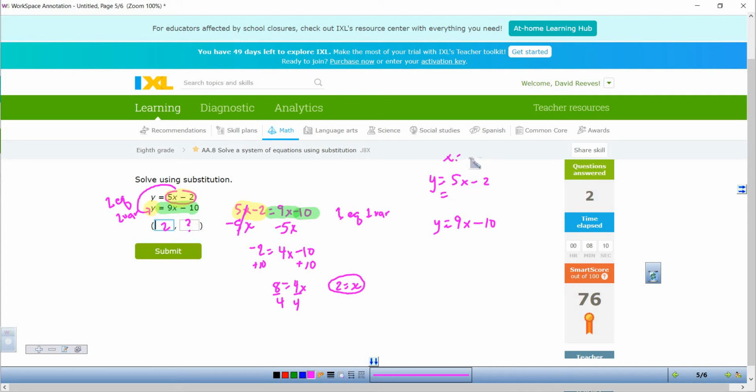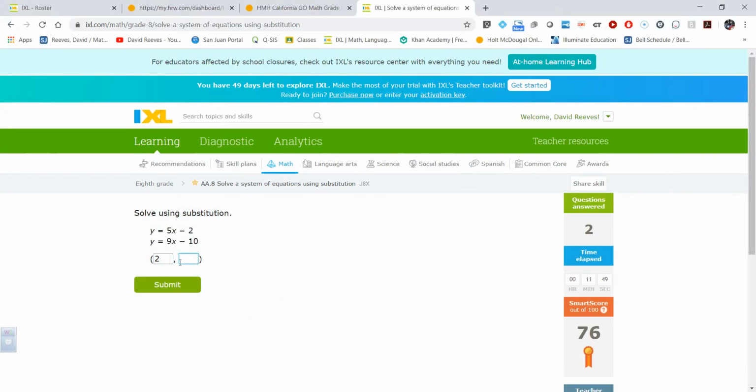We know that x is equal to 2, right? That's what we got. So 5 times 2 minus 2. What's 5 times 2? 10. 10 minus 2 is 8. Let's do this one. 9 times 2 minus 10. Well, what's 9 times 2? 18. 18 minus 10 is 8. So either one, we get 8 is equal to y and 8 is equal to y. So guess what? 8 is equal to y right here. All right, that makes both equations true. So I'm going to go back in here. I'm going to type in 8 and ka-chow.